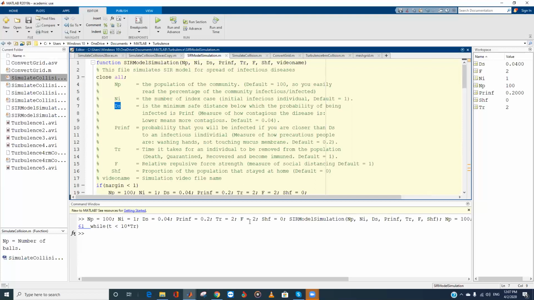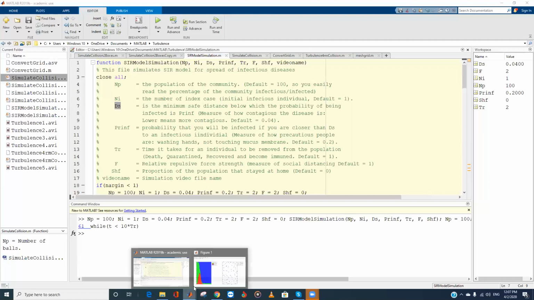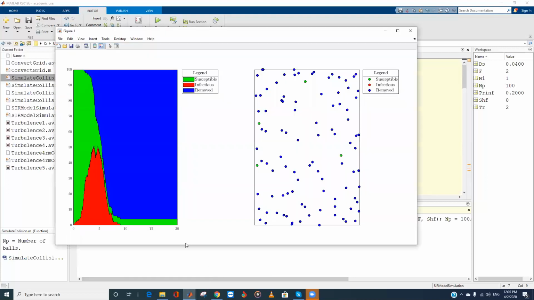Now, we have seen the impact of this. We've seen that for this default value, about 50% of the population gets infected. So now we can ask ourselves, what happens if we say 50% of people stay at home? What will be the effect? Yes, we've been told that it will reduce the rate of infection. But can we actually test that idea? So let us try that now.